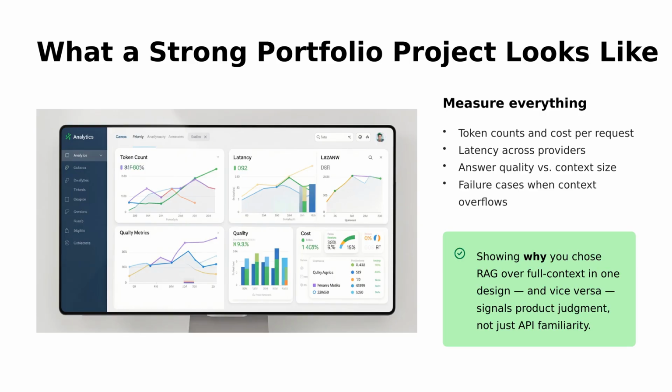A strong portfolio project doesn't just show that the system works. It shows how you evaluated it. Measure token counts and cost per request, compare latency across providers, and look at answer quality as context grows. Also, document failure cases, especially when context overflows. If you can explain why you chose RAG in one design and full context in another, that shows real product judgment, not just familiarity with the API.